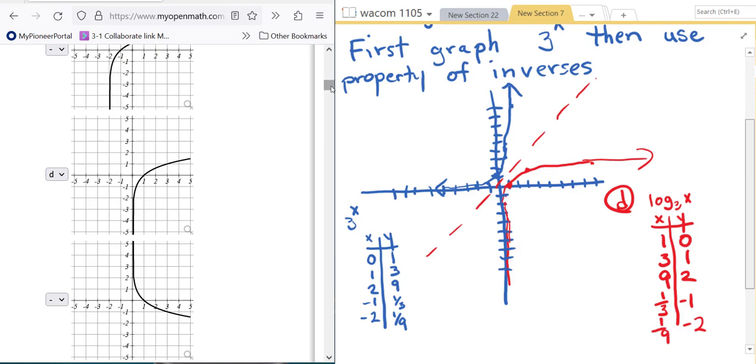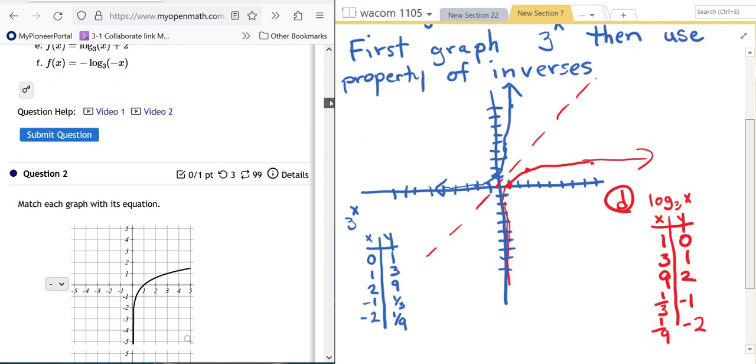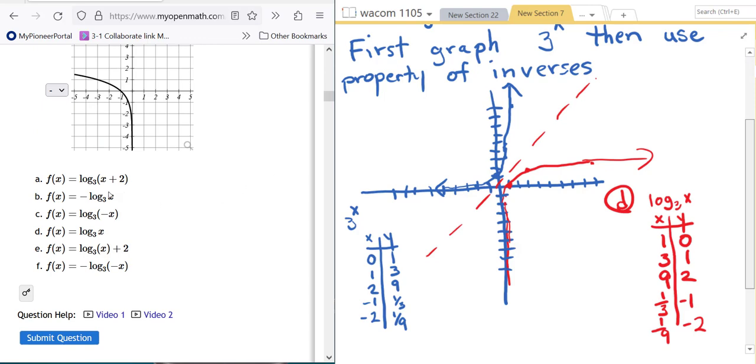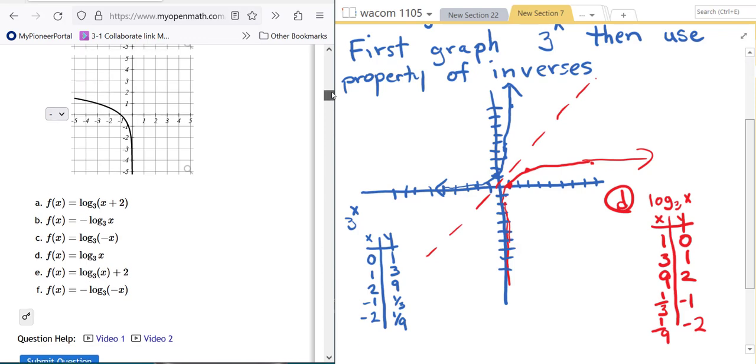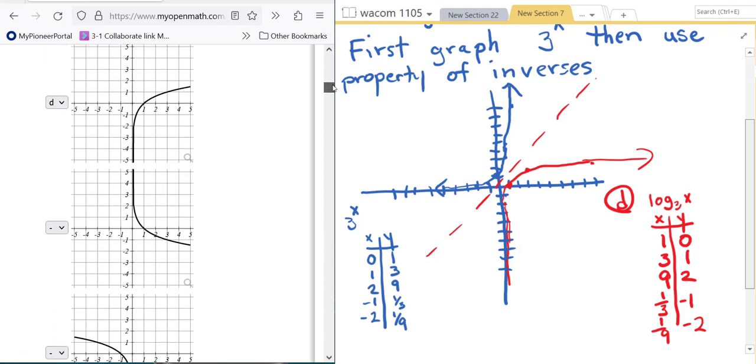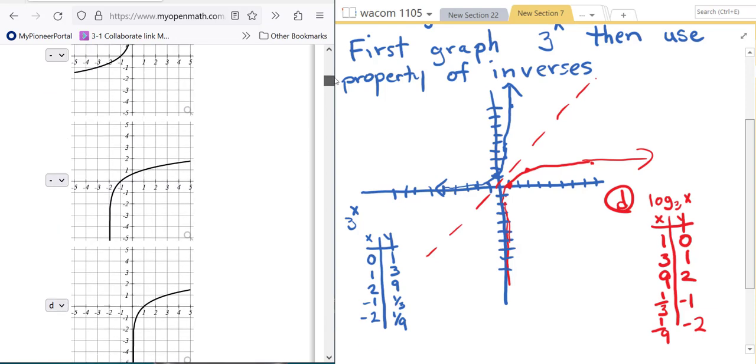Right, and now we'll look in the list and see what these other transformations are going to do to it. All right, so A is +2 in with the x. That is going to move it 2 units to the left. So A, we're going to move this picture 2 units to the left, or if you're looking at your table, subtract 2 from your x's. We're going to scoot it 2 units to the left, but it's still going to look like this form, so it's not this last one. Not that one, it's upside down. We already used that one.